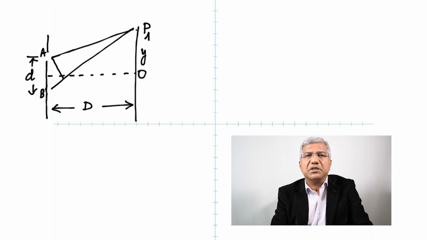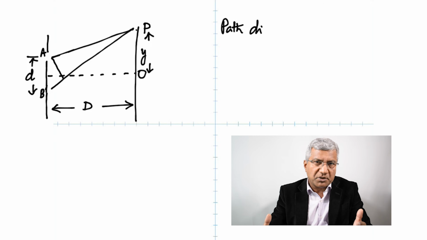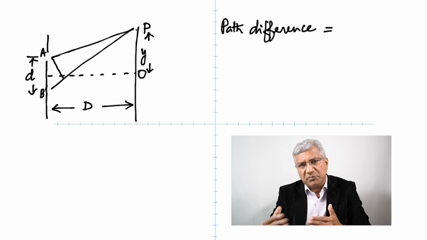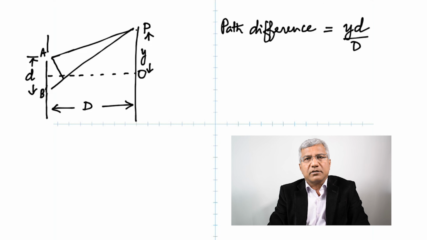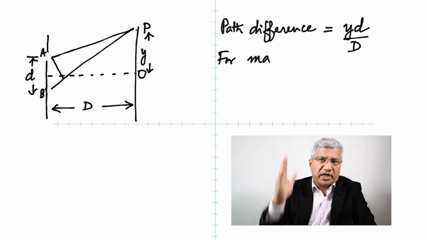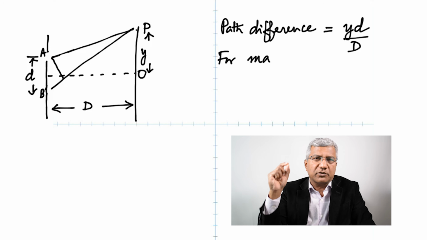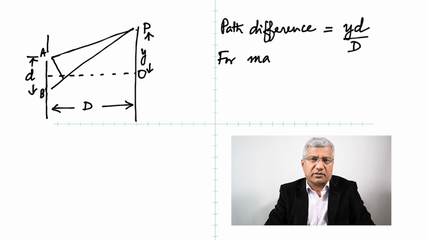And if this point P is y meters away, then the path difference is given by y little d by caps D. Okay, that's the path difference. So that means if you keep going higher and higher, the path difference increases because y increases. And depending on at what point you're looking at, you might get brightness or darkness.